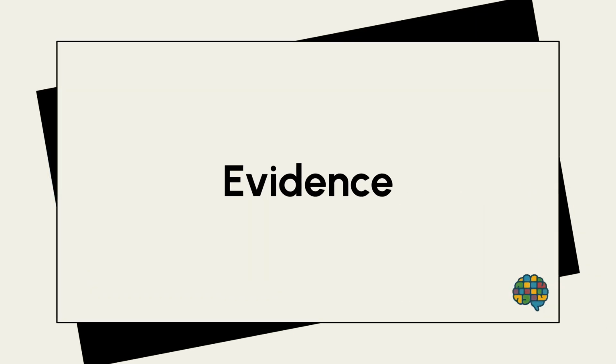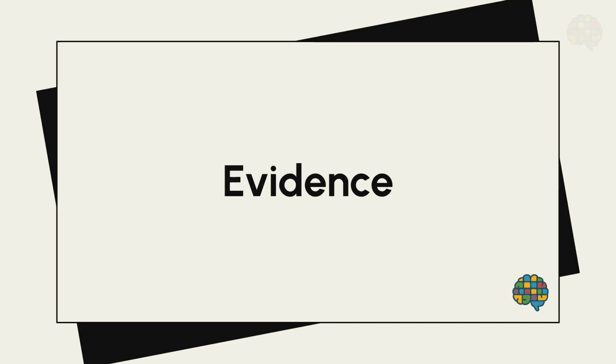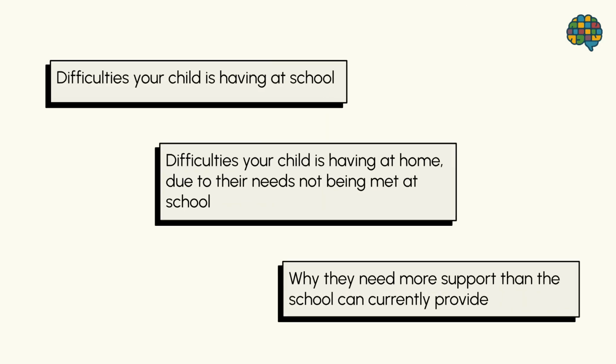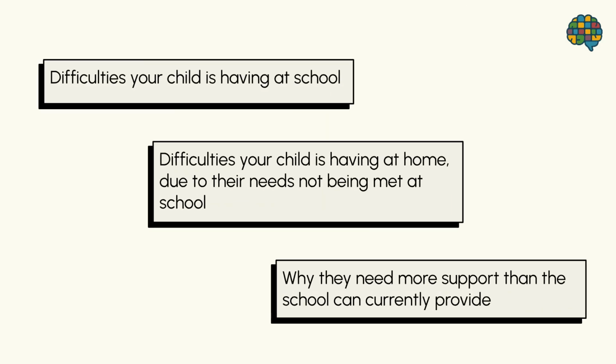Let's look at what evidence you would need to provide. You need to identify the difficulties your child is having at school, but also the difficulties they are having at home due to their needs not being met at school. You will need to give an explanation as to why they need more support than what they already have provided and how this is affecting them.